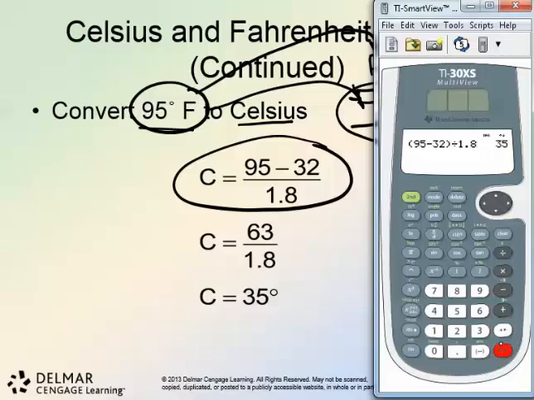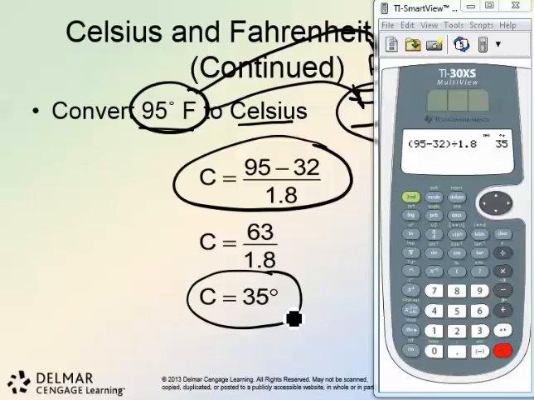And in one line, we see that the answer is 35. So you don't have to do it in multiple steps. You can do it in one step if you enter the parentheses correctly there. So 35 degrees Celsius is our answer.